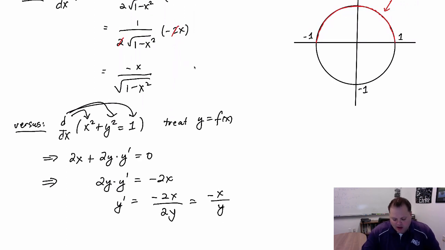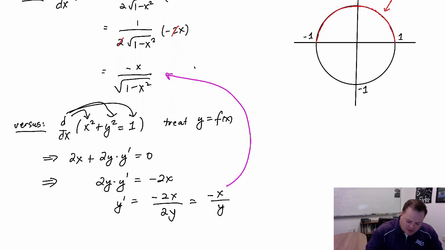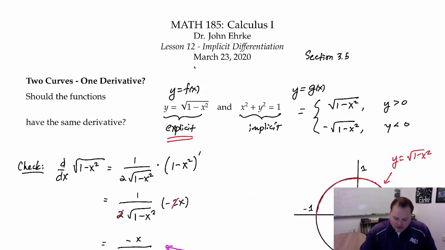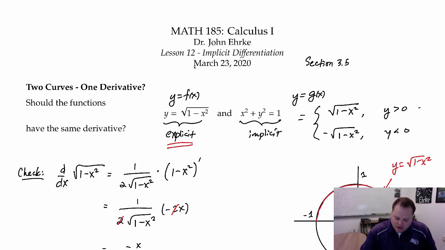We found y prime here, but it doesn't match our answer above, or does it? If you look here, these two things hopefully would be the same, but do they match or not? Well, they do and they don't. It depends on where we are on the circle. So if you go back up here where I defined it, if y is greater than 0, we can replace y with this, because this is what y equals. Y equals either this if you're on the top, or this if you're on the bottom of that circle.